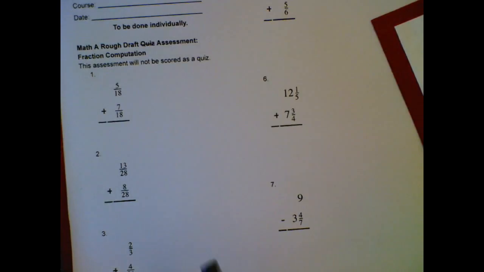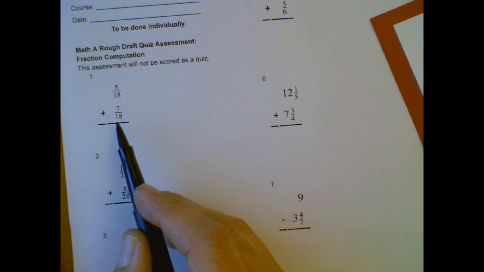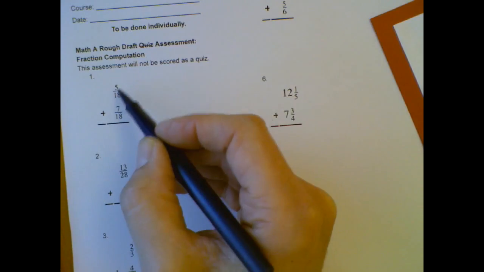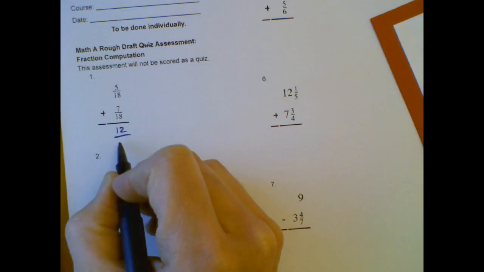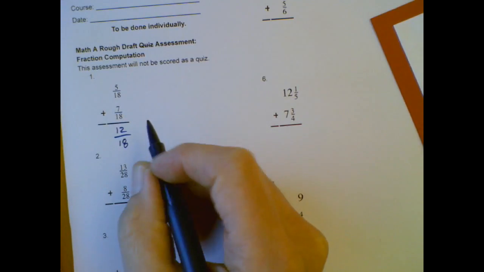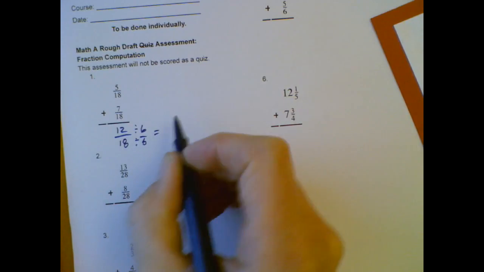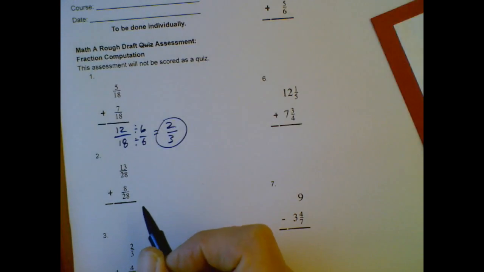Here we go. First problem that we have here is 5/18 plus 7/18. This is the easiest kind because my denominators are the same. It's just like adding 5 cars plus 7 cars. 12/18. Can I simplify this? Yes, I can, because I can divide top and bottom by 6. So this is the same as 2/3. Here's my answer.